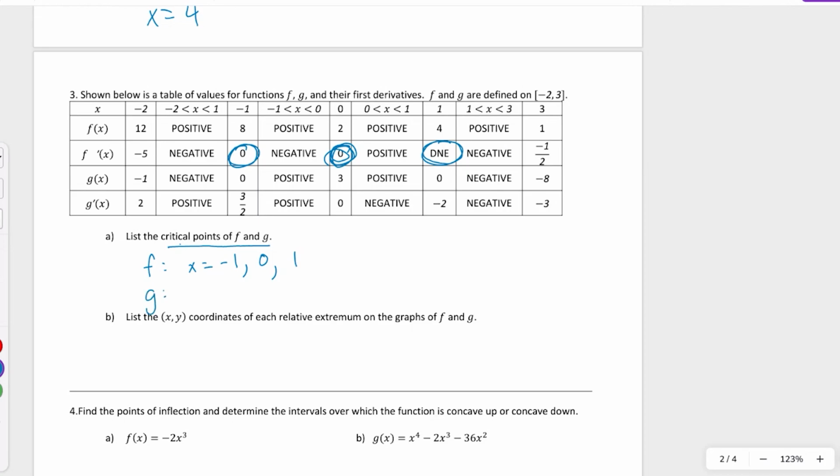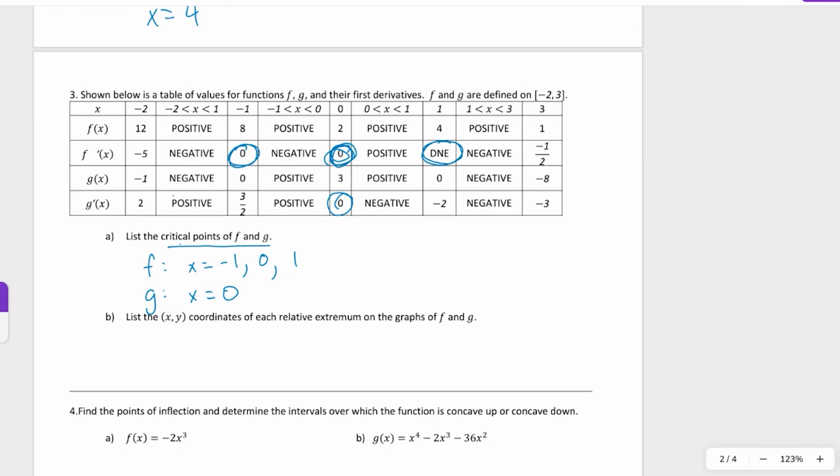For g, we're looking for where f prime is 0 or undefined. So let's see here. It's going to be 0 at 0. And it looks like that's it. That's going to be the only critical point for g.